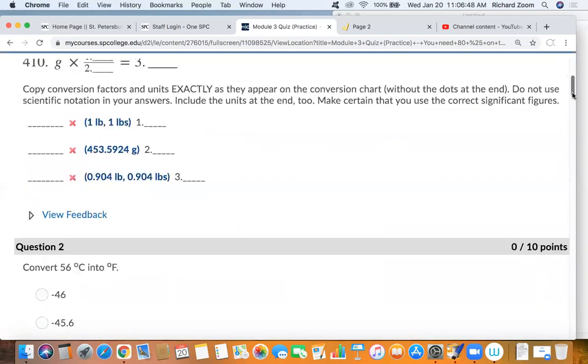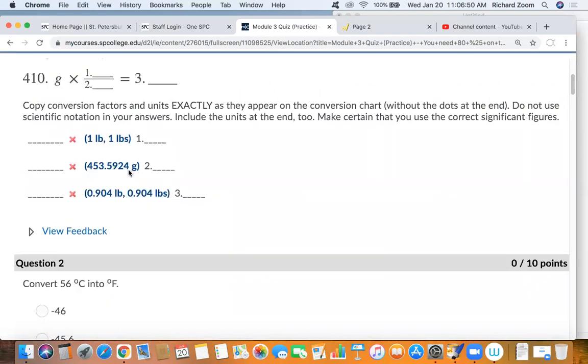And just to give you a tip here, the answers are what's in the parentheses. They don't include the parentheses themselves. When you've got more than 2 things in the parentheses, it means that either of those answers would be accepted for a grade. So you'll notice you can see what the formatting looks like. 0.904 LB would be how you would put that answer in, or 0.904 LBS. Either of those answers will be accepted for a grade.